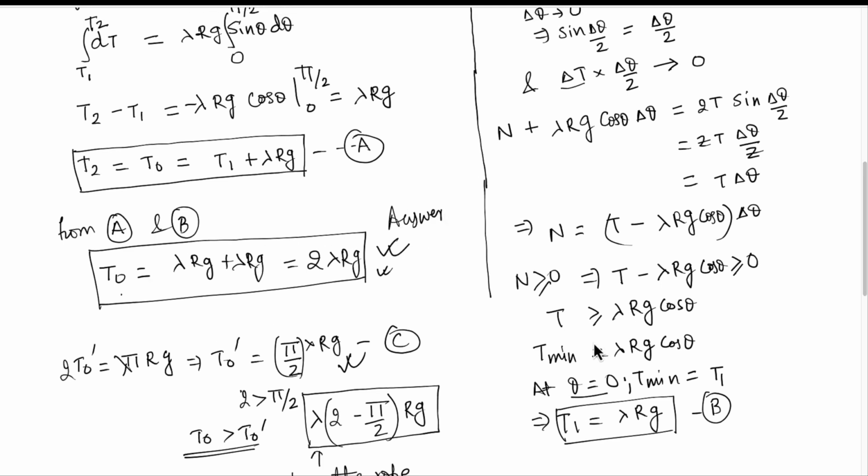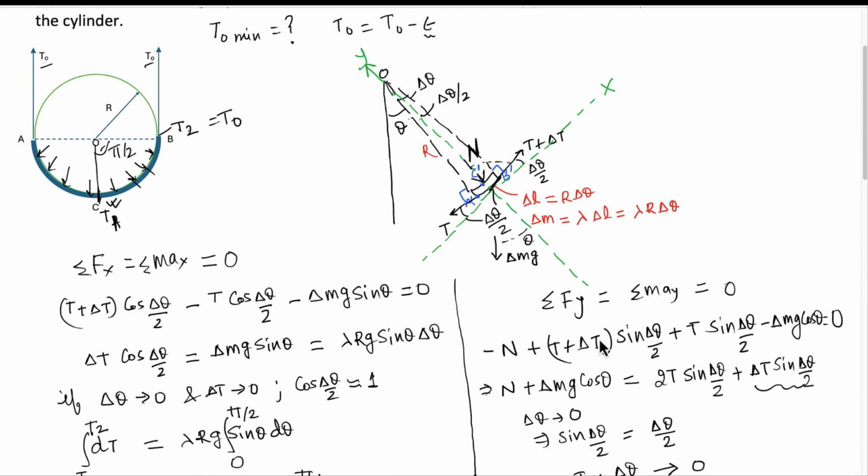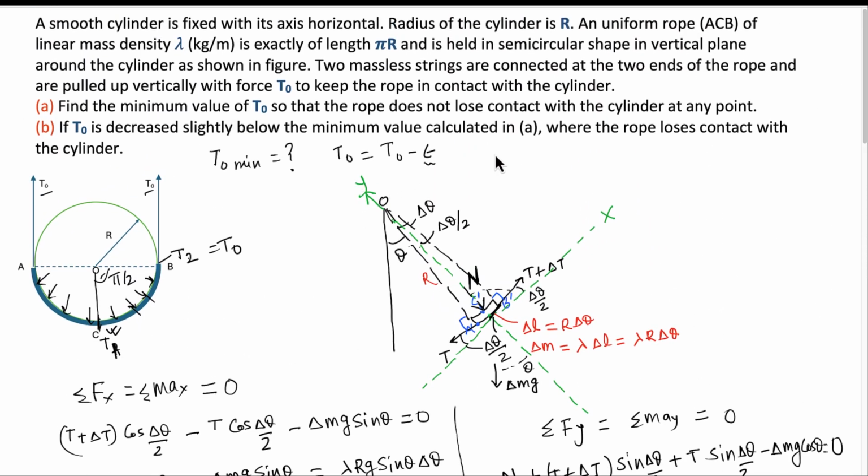Now, the second question was what happens when I decrease the T0 a little bit? So we know that T has to be greater than or equal to lambda Rg cos theta. This is maximum at theta equal to 0. So maximum at theta equal to 0. So when T0 goes a little bit below the original value, the value that is required to hold this rope, then the force at the bottom, this is the force at the bottom part.